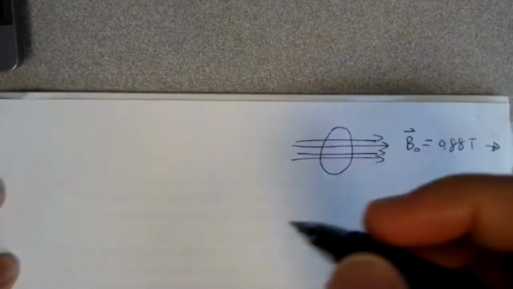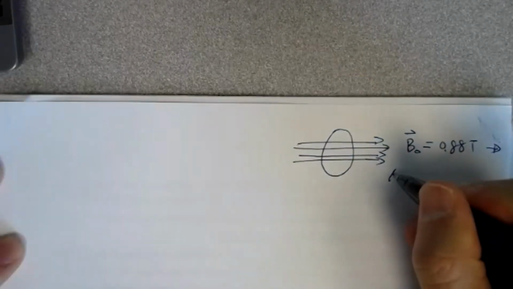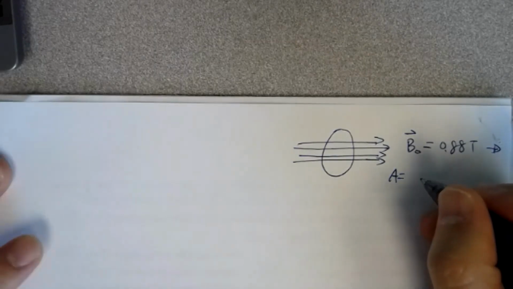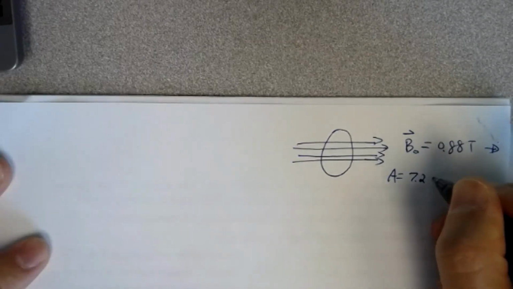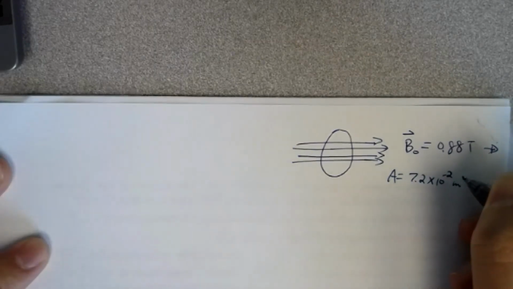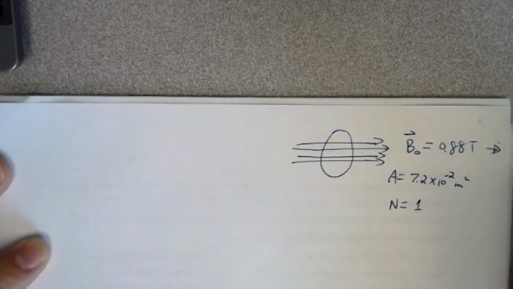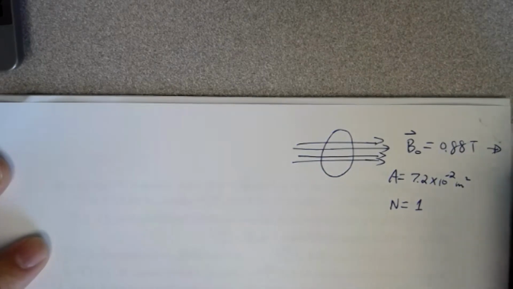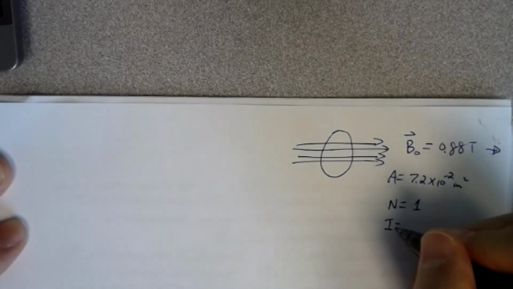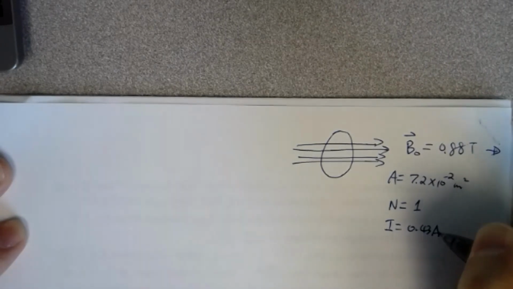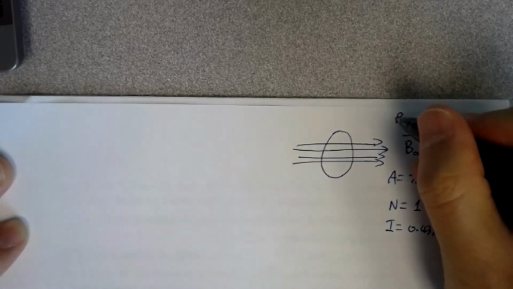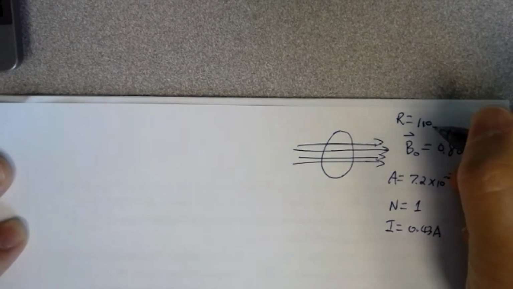So this loop has an area A equal to 7.2 times 10 to the minus 2 meters squared. It's only one single loop, so the number of loops is 1. It says the current induced I is equal to 0.43 A. The resistance of the loop is 110 ohms.